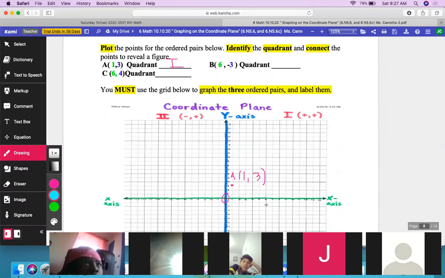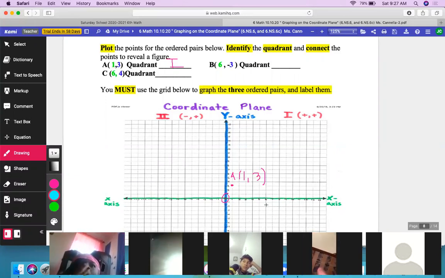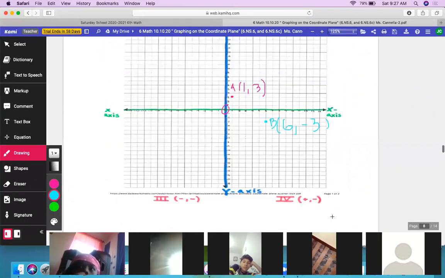Keep going. 6, what? And then you have to go down 3. Good. And we're going to label this point B, which is 6, -3, which is in what quadrant of the graph, Mr. Joel? 4. Good job, Joel.